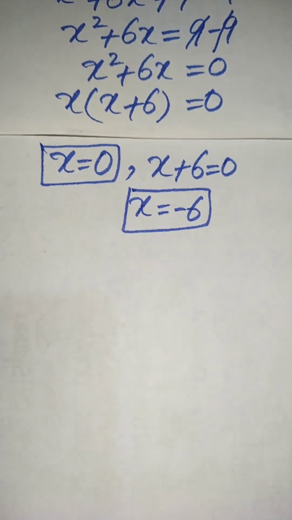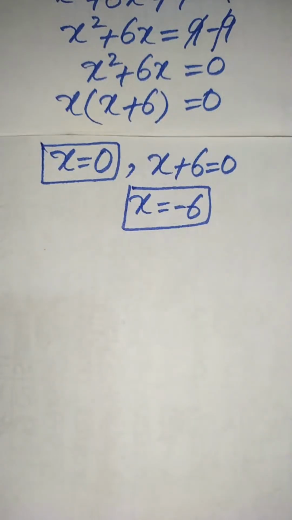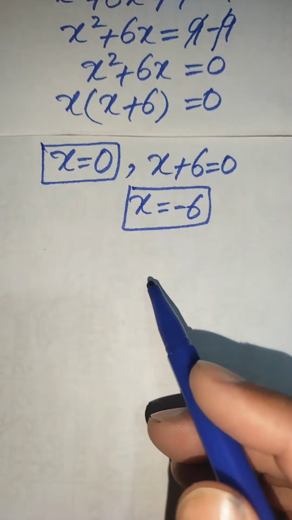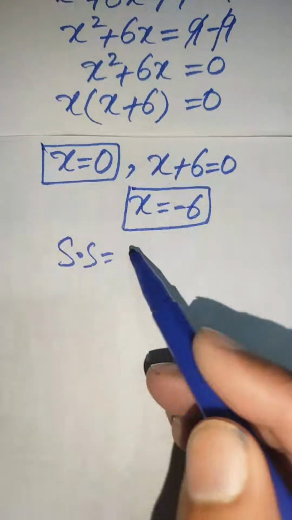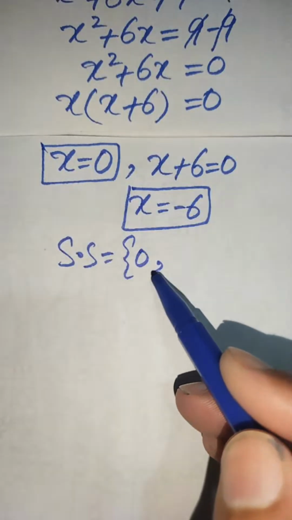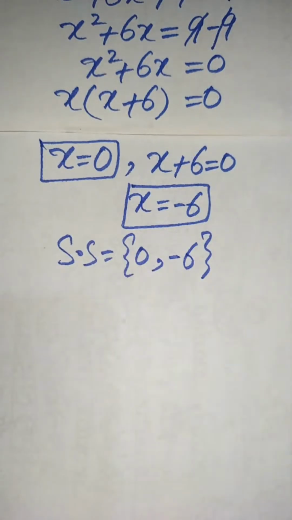So in the third method, we again get these two roots of the given equation, and in the first and second methods, we already verified that both of these values of x satisfy our given question statement. So finally, the solution set of the given question is 0 and -6. This is the final answer of this question.